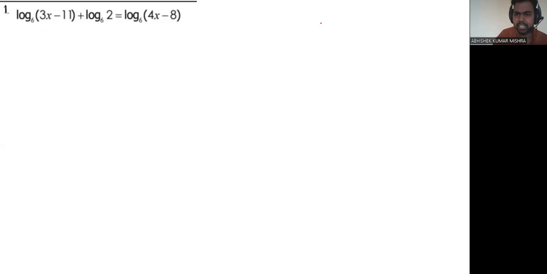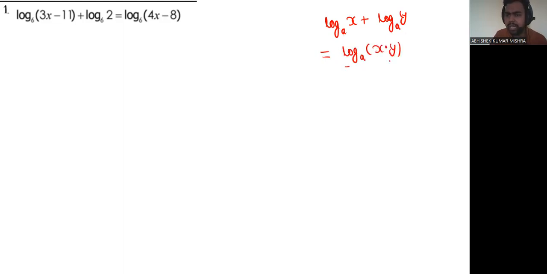So the first property is, suppose there is log a x, and in addition there is log a y. When the bases are the same and the logs are in addition, then the arguments are multiplied together. So we can write log a of x times y. This is my property.